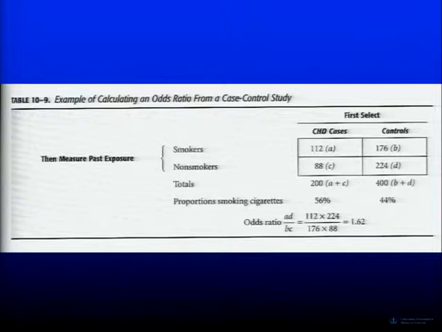So can someone tell me in words what this means? You all have to know by next week, so someone should just give it a chance. Yeah, you can go. For any given person, that person has a 62% higher chance of getting the disease in question than the next person. So that's how people sometimes interpret the odds ratio.